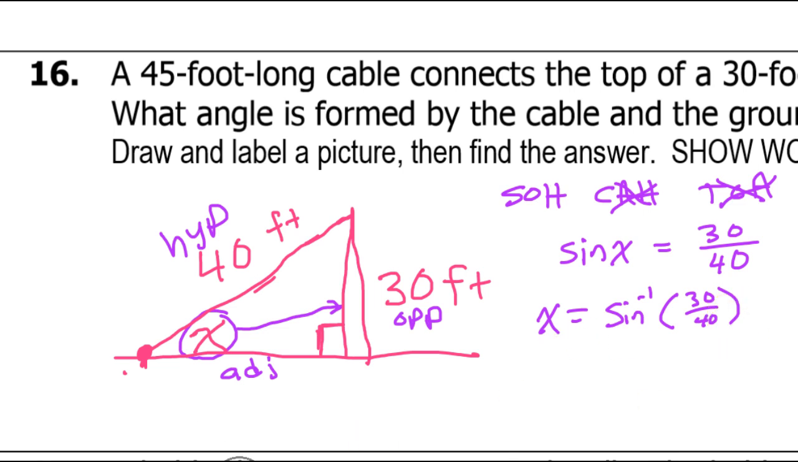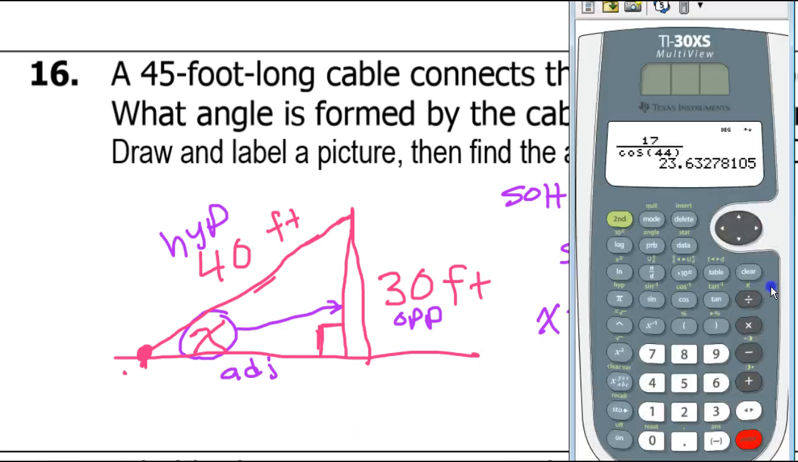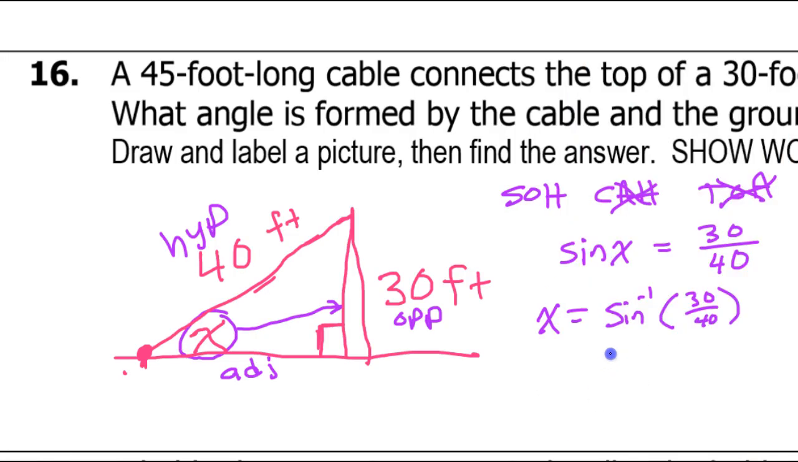And this is something you can just put in your calculator. Let me show you how. We want the inverse sine, so we do second sine of 30 over 40. So 30 over 40. And that gives us the angle, 48.590 degrees. That's the angle between the wire and the ground.